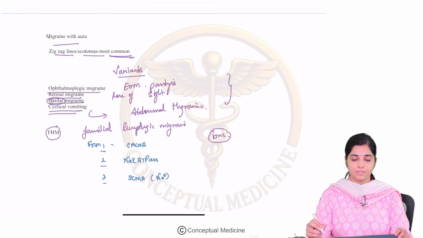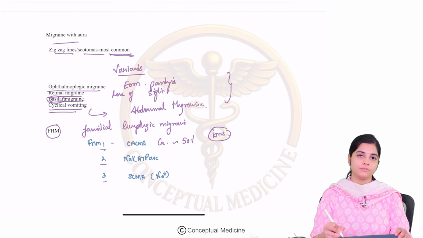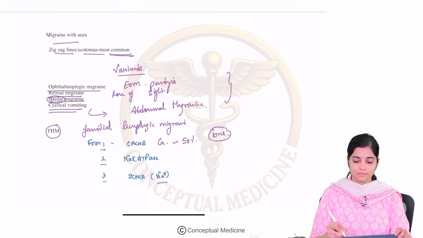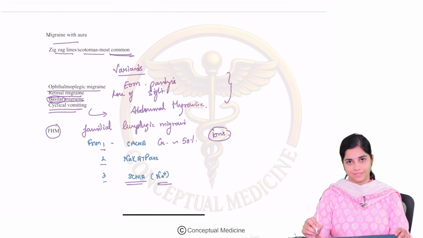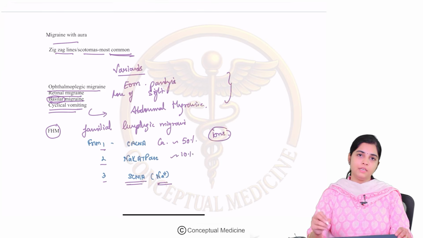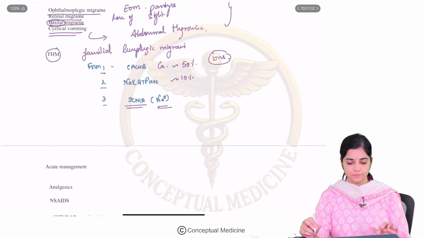Familial hemiplegic migraine 1 is a mutation of your CACNA calcium ion channel, which accounts for up to 50% of the familial hemiplegic migraines. 2 is a disorder of your sodium potassium ATPase, and 3 is a sodium channel defect, an SCN1A defect. Okay, so this is about your familial hemiplegic migraine. FHM type 2 is seen in 10% of the individuals. So this is about the various variants of migraine.